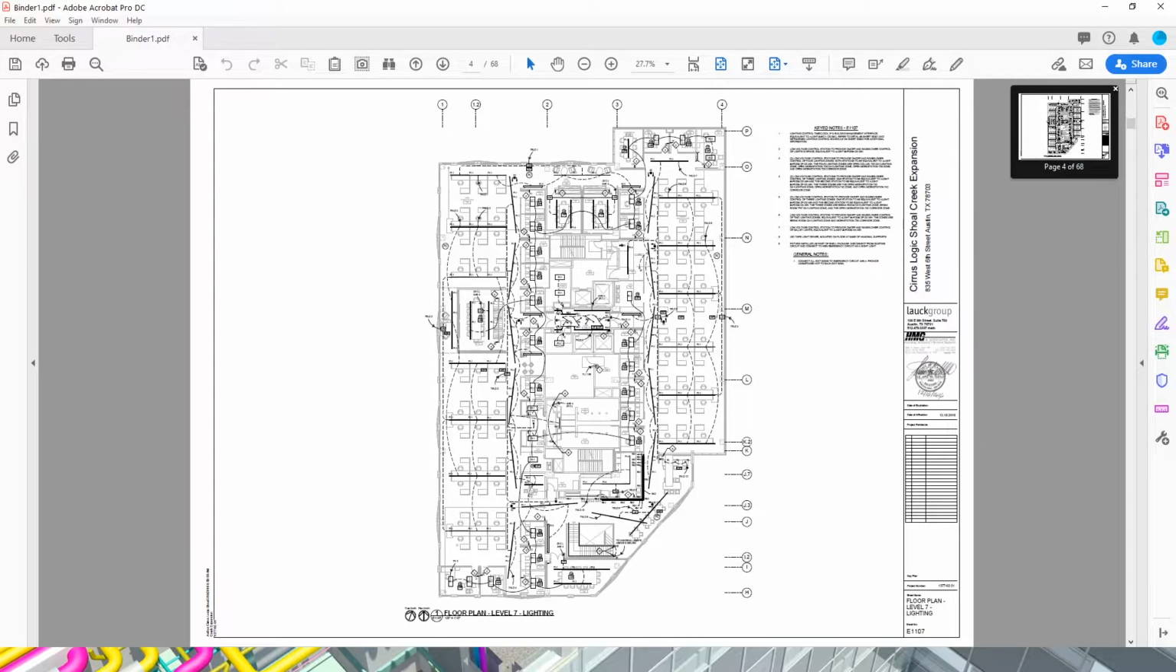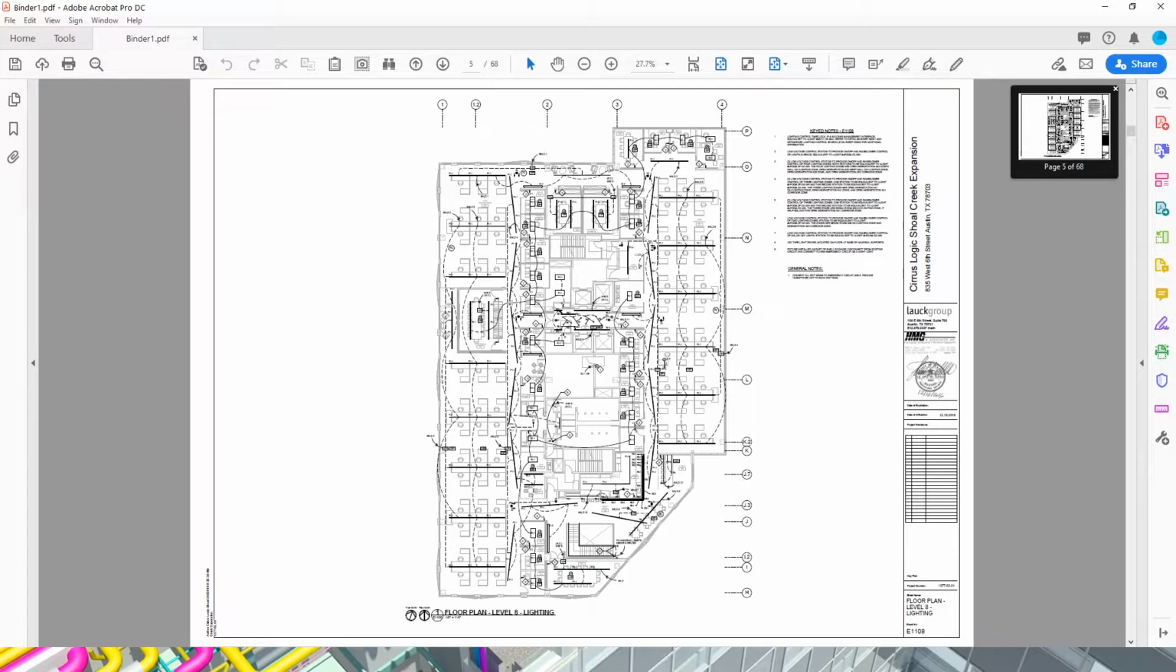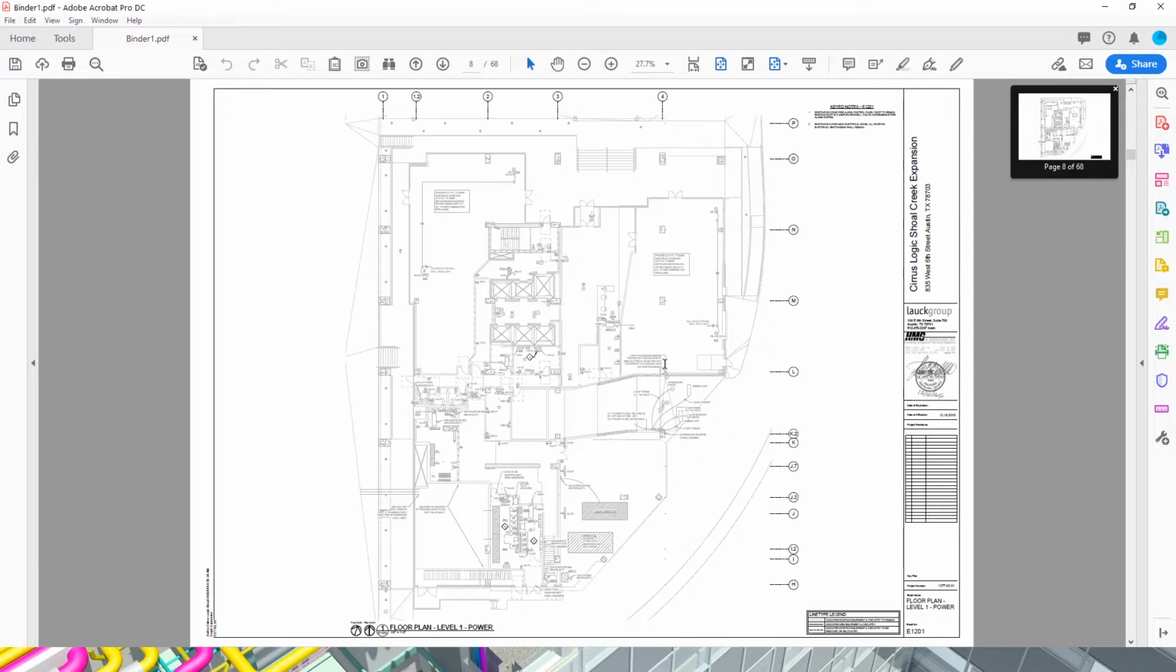We would go through and we would need to show each light according to what the area is, and there's different calculations for how much light's needed in certain areas. Okay, and we get into the power.